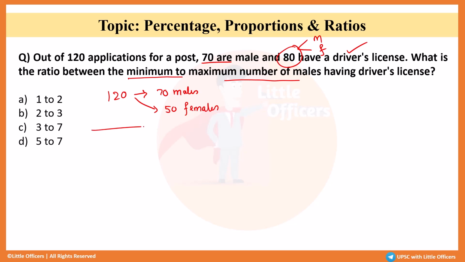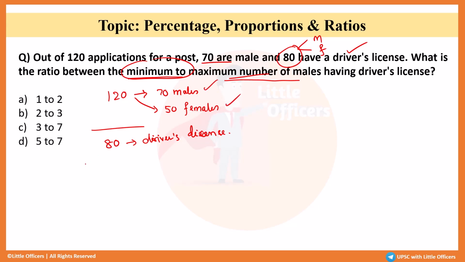And another information is given, out of which 80 members are having license, driver's license is there. Okay, but out of this 80 members, we don't know whether it is males or females. And the condition is we need to find the minimum to maximum ratio of males having the driver's license. So that's where we have to apply the information given here.